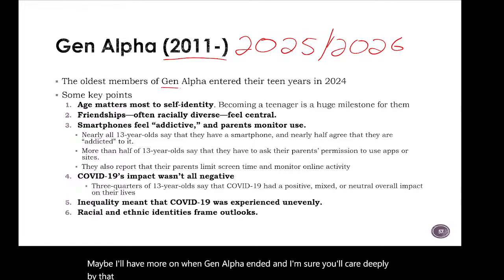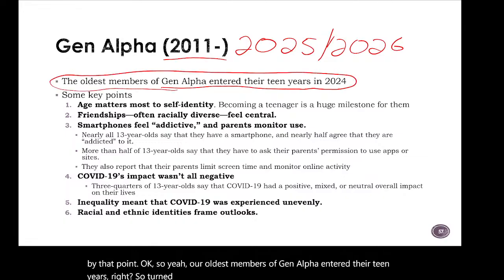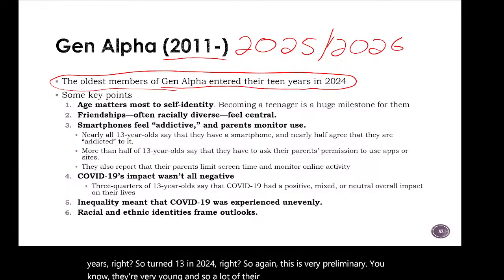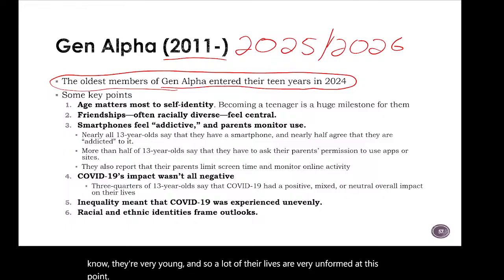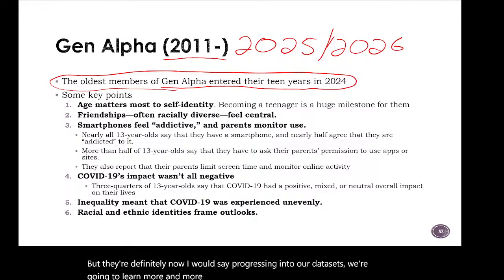Okay, so yeah, our oldest members of Gen Alpha entered their teen years, so turned 13 in 2024. So again, this is very preliminary. They're very young, and so a lot of their lives are very unformed at this point. But they're definitely now progressing into our data sets. We're going to learn more and more about them as time moves on.